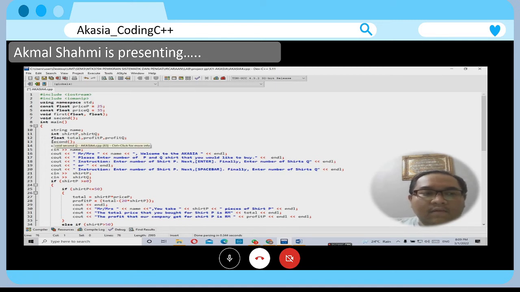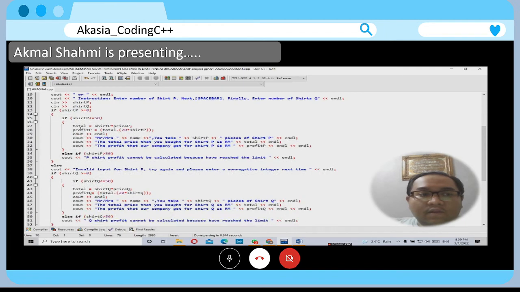And after that, we call the prototype function, which is second, this one. And then later on I will explain about it. And then next, I'm going to ask what your name is, and then cin name, and then cout Mr. name and greetings, welcome to Acacia. And now I'll tell you, please enter the number of P and Q shirts that you would like to buy, and then you will enter the cin for shirt P and Q. The instruction is just the way to key in the number properly.